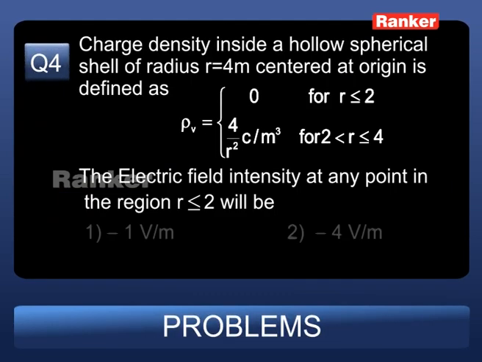Problem 4. Charge inside a hollow spherical shell of radius r equals 4 meter centered at origin is defined as rho v equals 0 for r less than or equal to 2, and equals 4 by r square coulomb per meter cube for 2 less than r less than or equal to 4. The electric field intensity at any point in the region r less than or equal to 2 is.